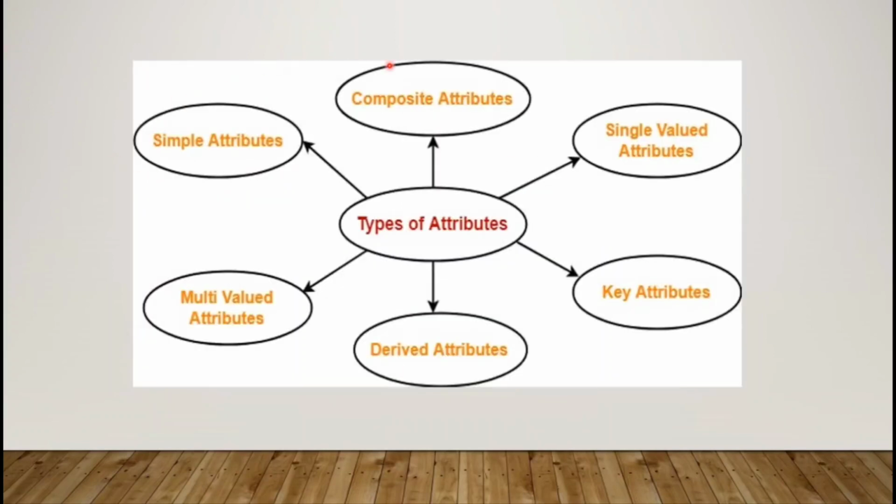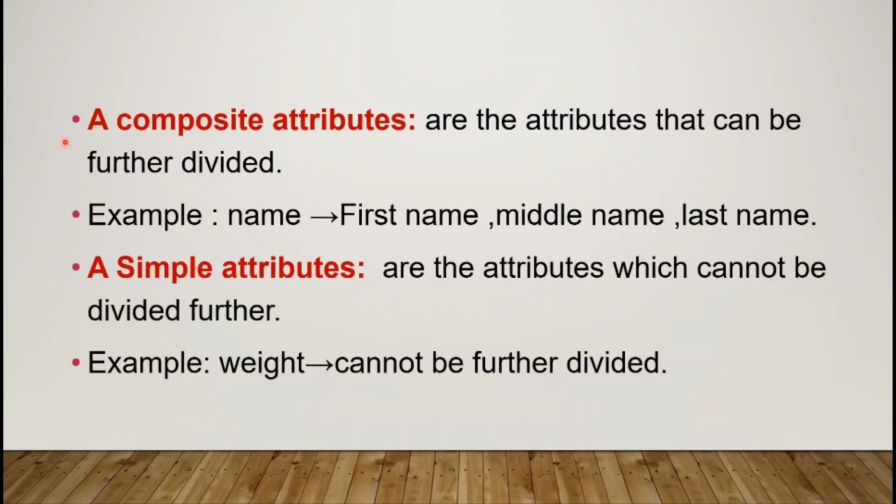Now, let us look into the several types of attributes in the ER model with examples. The first terminology we are discussing is composite attributes. Composite attributes are attributes that can be further divided. For example, name. Obviously, the name has first name, middle name, and last name, and therefore this can be considered a composite attribute. The next one, simple attributes. As the name indicates, these are attributes which cannot be further divided. Let's consider an example, weight. The weight cannot be further divided.